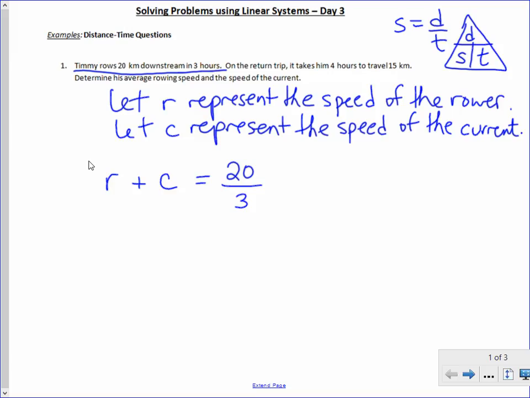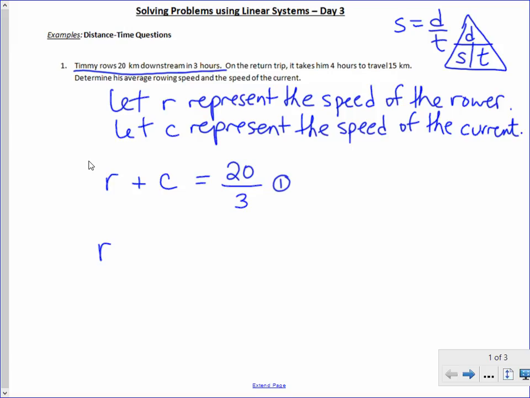The total speed is they end up going 20 kilometers in 3 hours. We'll leave it as a fraction because if we start rounding at this point, we'll lose accuracy. So we'll leave it like that. That's going to be my equation 1. Equation 2. So always start with the rower or the boat or the plane or whatever is fixed. Always start with that. The current is what's going to change.